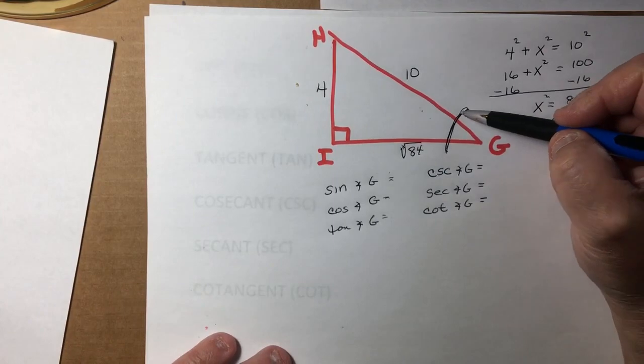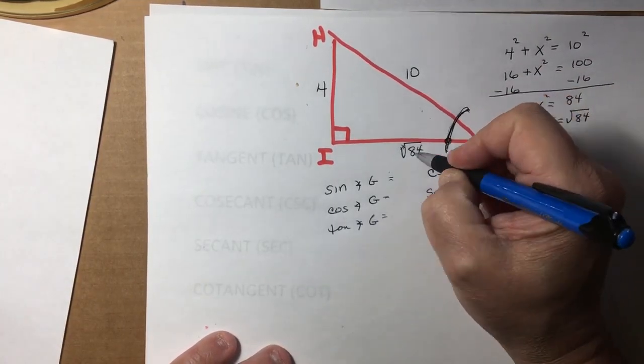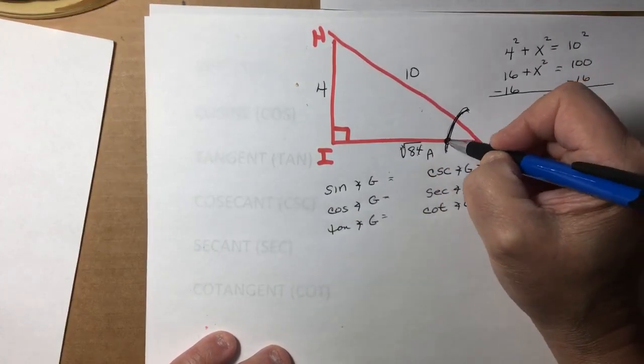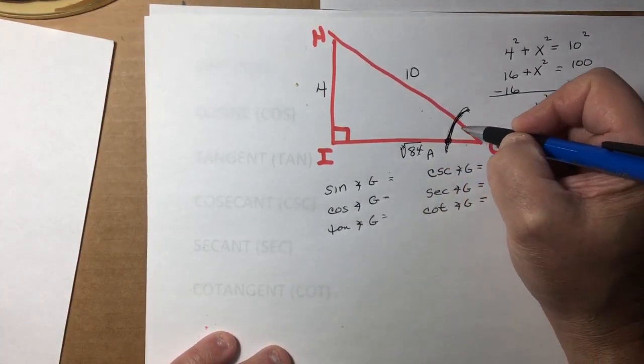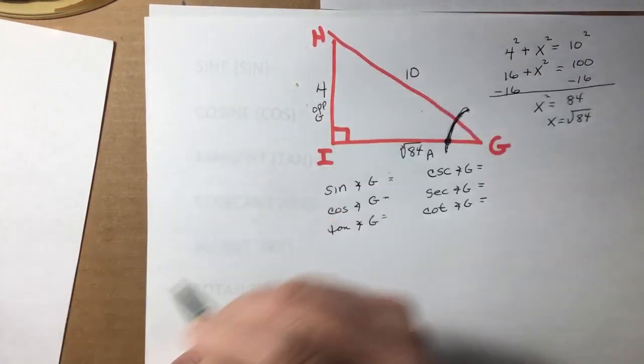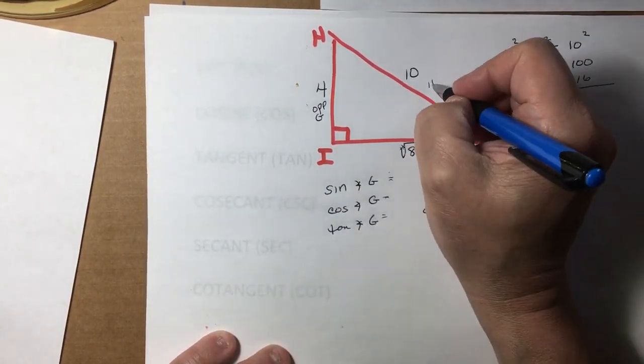All right, so if I'm standing here at angle G, the square root of 84 touches me. That would be the adjacent. If I'm here at angle G, the 4 is my opposite. And of course, the 10 is the hypotenuse.